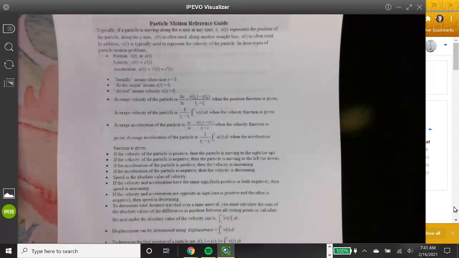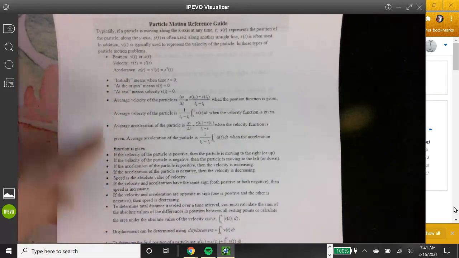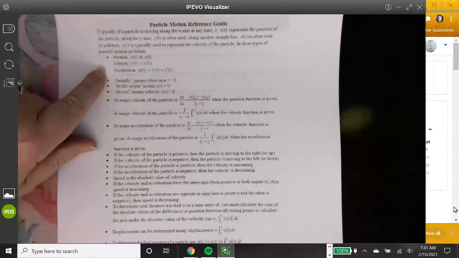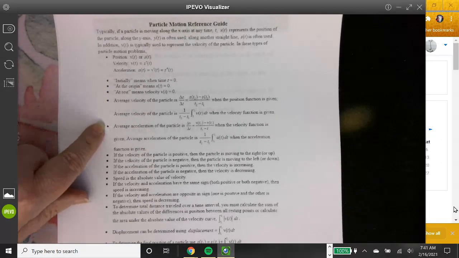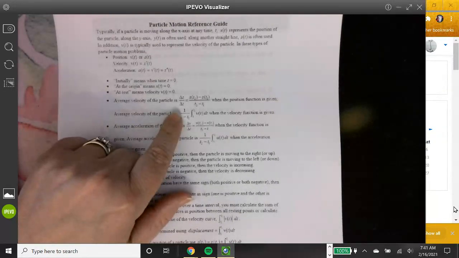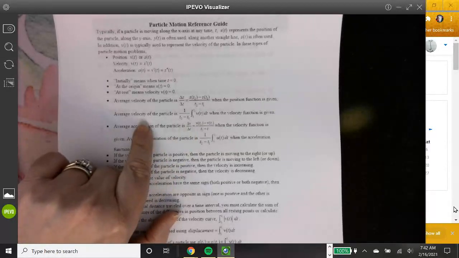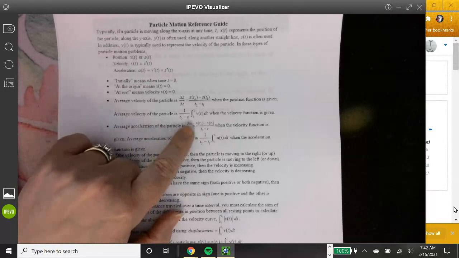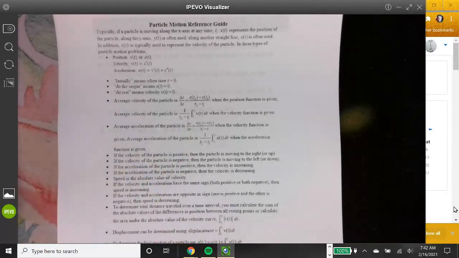All right, so in your notes, I put a summary page here for particle motion, and I call it a reference guide. It talks about all the notation for position, velocity, acceleration, when we're at the origin, all sorts of information. And just a reminder that average velocity is equal to the change in position over the change in time, which is the displacement over time. The average velocity can also be the integral, because average velocity could be the average value of the velocity function. So you could do 1 over b minus a times the integral from a to b of v of t dt. And the same thing is true for average acceleration, all right?